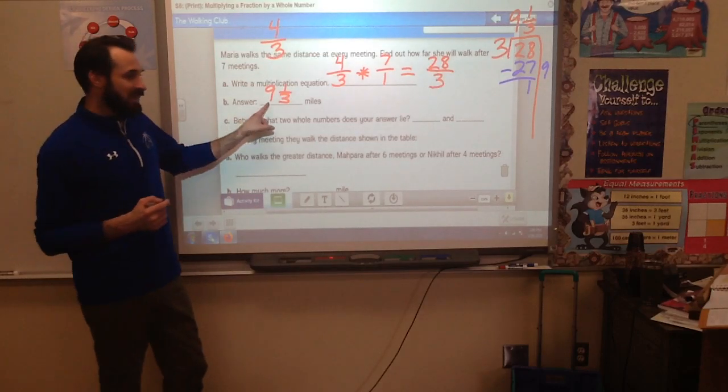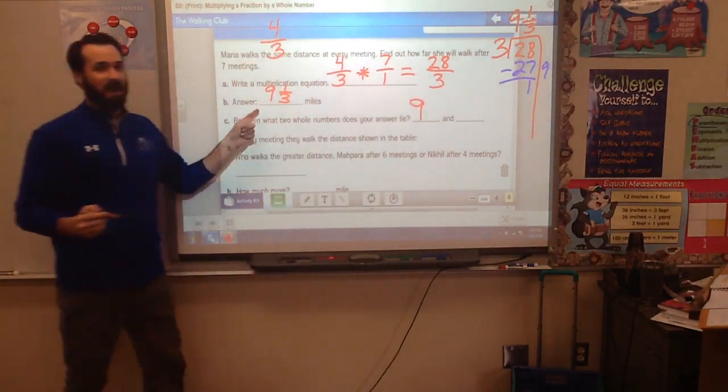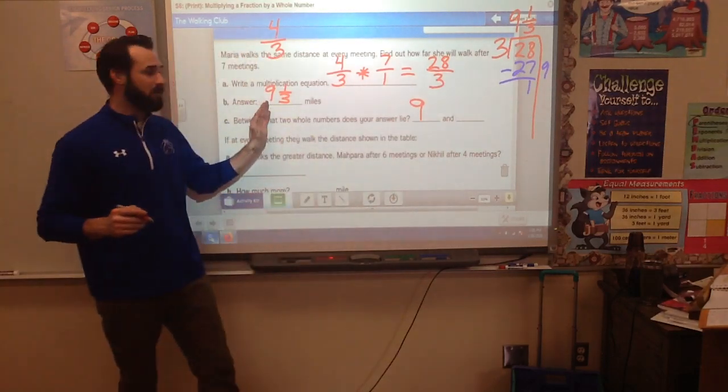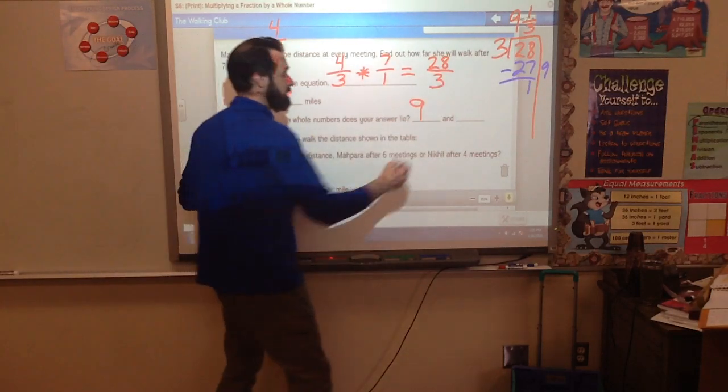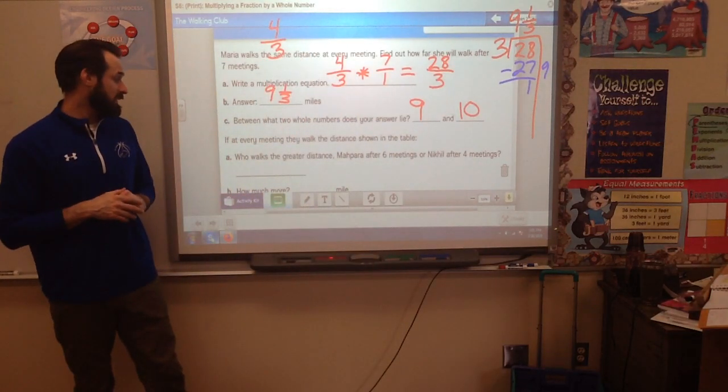Okay, the first number is always the whole number that you have, because it's bigger than 9. The second number is just one number bigger. It's bigger than 9, but it's smaller than 10. It's as easy as I can make it.